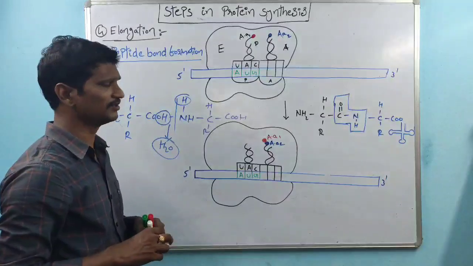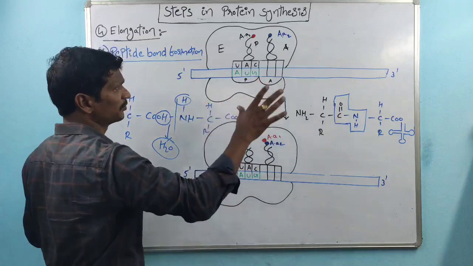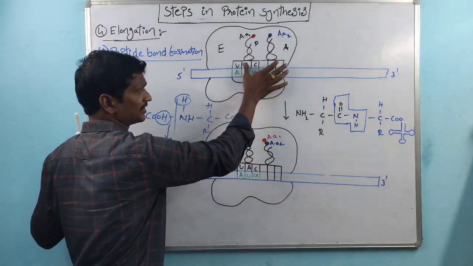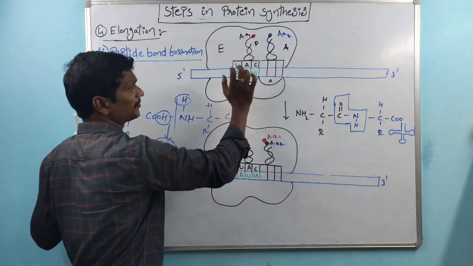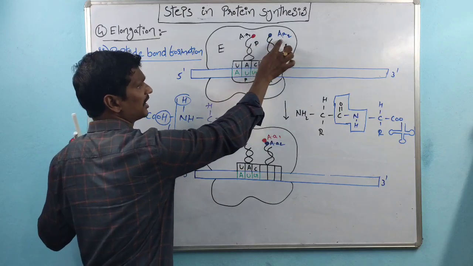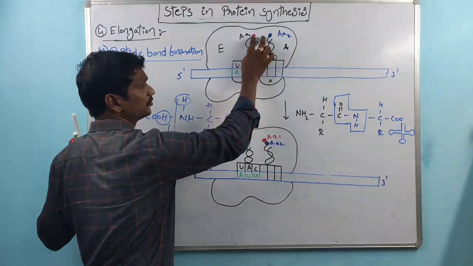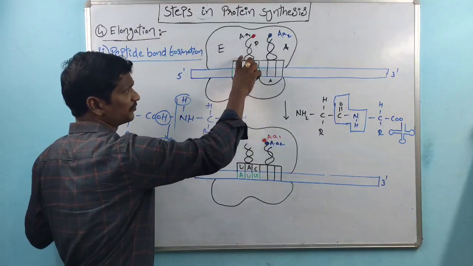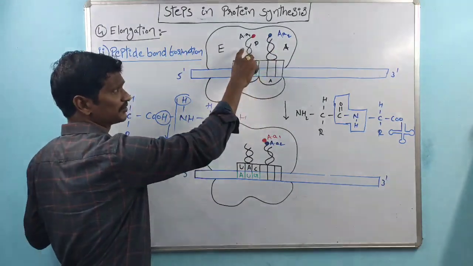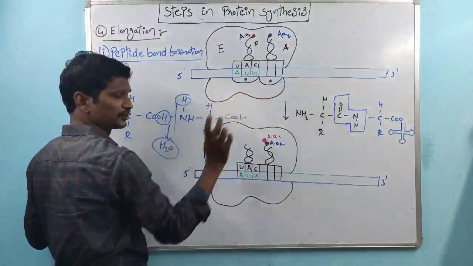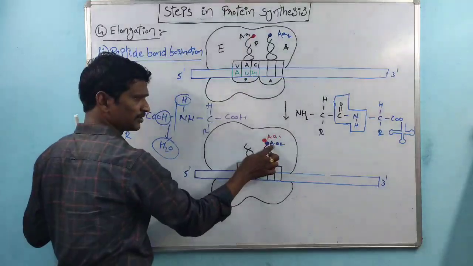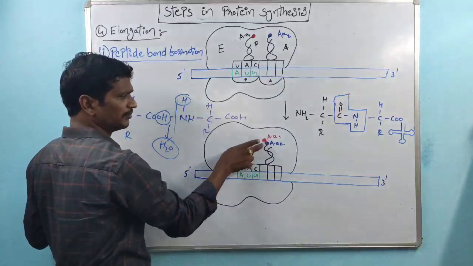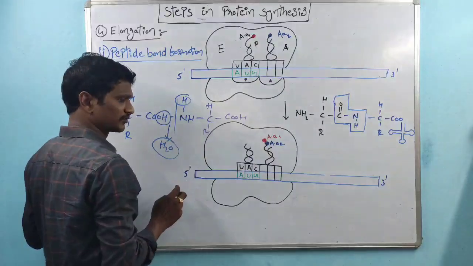That is the second step within the elongation process. After the codon recognition process, the next step is peptide bond formation. There is an amino acid 1 and amino acid 2, and between these two a peptide bond forms. Then amino acid 1 is shifted to amino acid 2, because between these two the peptide bond formation takes place.